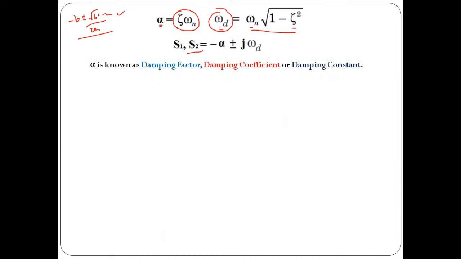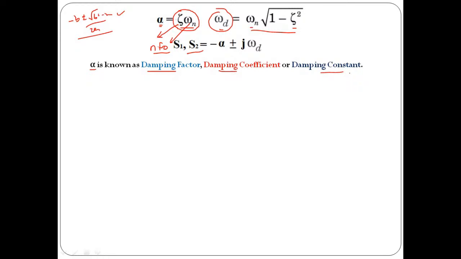Now here we have introduced one more term, called alpha, where alpha is nothing but the product of zeta and omega n. What is zeta? Zeta is damping ratio. And what is omega n? Omega n is natural frequency of oscillation. So the product of damping ratio and natural frequency of oscillation is known as damping factor. Sometimes this is also called damping coefficient or damping constant.